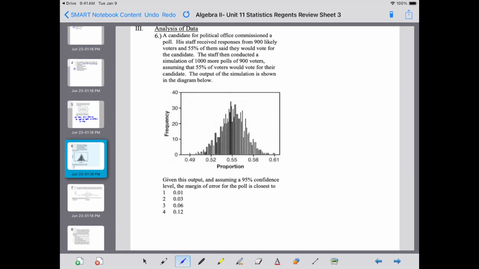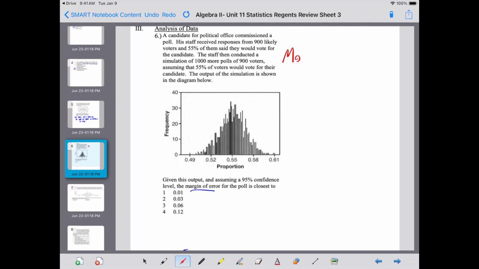Okay, candidate for political office commission poll. His staff received responses from 900 likely voters. 55% of them said that they would vote for the candidate. The staff then conducted a simulation of 1,000 more polls of 900 voters. Assuming that 55% of voters would vote for the candidate, the output of the simulation is shown in the diagram below. Given this output, and assuming 95% confidence level, the margin of error for this poll is closest to.